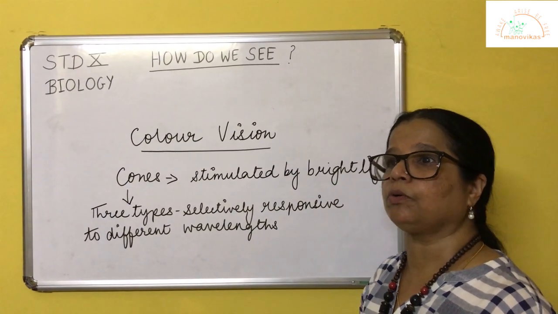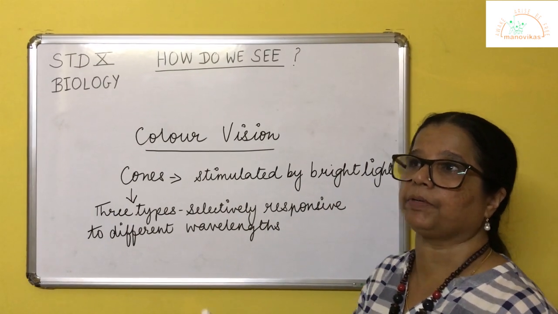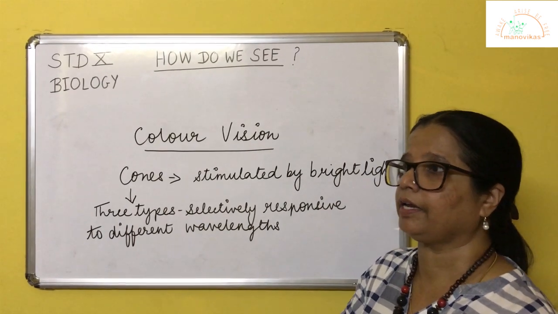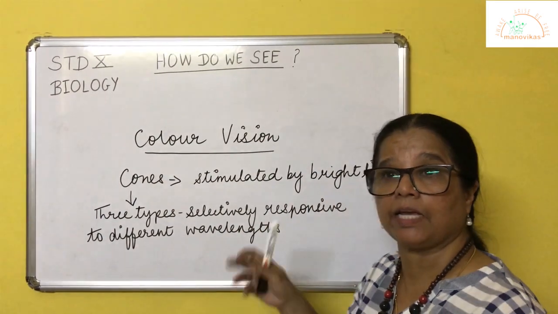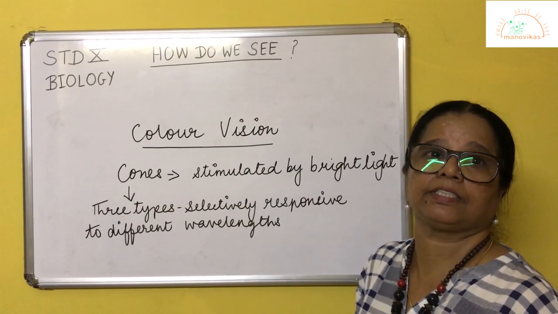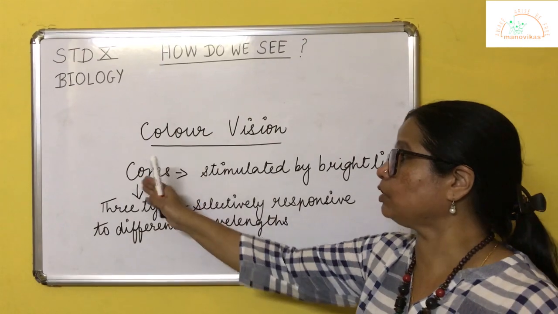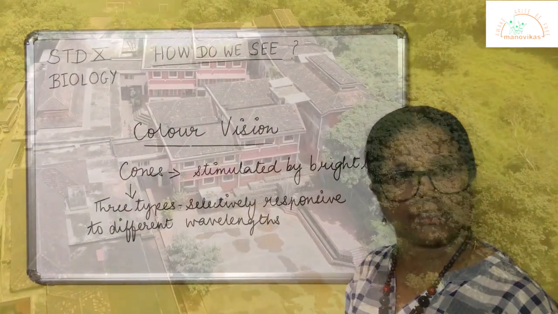Now if we go out in moonlight, we cannot perceive colors. We cannot see the difference between yellow, red, green. Why? Because cones again are stimulated by bright light. The same objects, if they are looked at in the day in bright light, we can easily see the difference in their colors. Hence, the cones which are found in the retina are responsible for our color vision.